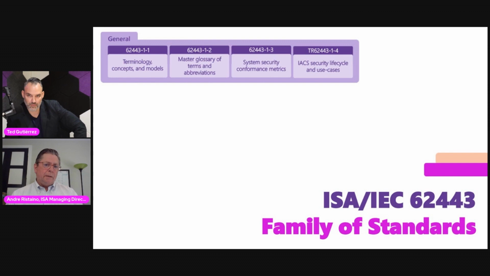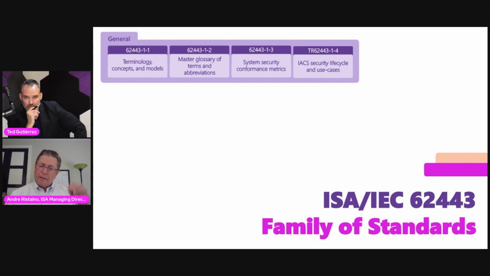In this general section, the standards have terminology, concepts, and models, a glossary of terms, and we're working on security metrics, and then developing a library of security lifecycle and use cases. If you want to have a conversation to solve an issue, everybody has to have a common understanding, whether it's real estate law or marriage counseling. If you don't have a vocabulary about relationships, how can you have the discussion? Totally agree. That's what this does. It establishes the models, like the zones and conduit model, terms, abbreviations, et cetera.